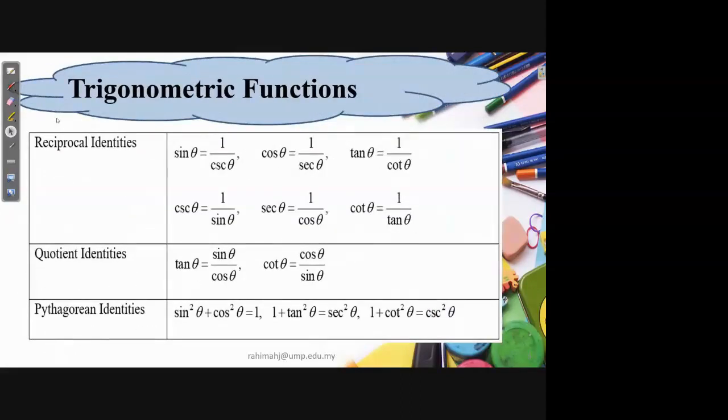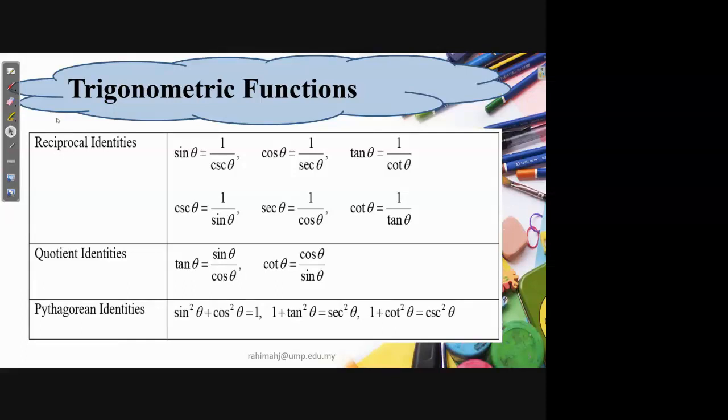Okay, trigonometric functions. We don't have to worry about this, because a few reciprocal identities are given to you in the appendix in the final exam or midterm test. We assume that you do not memorize all of this, but for sure you should memorize this. Very simple. For reciprocal identities, we have sine theta is 1 over cosecant theta. Cosine theta is 1 over secant theta.